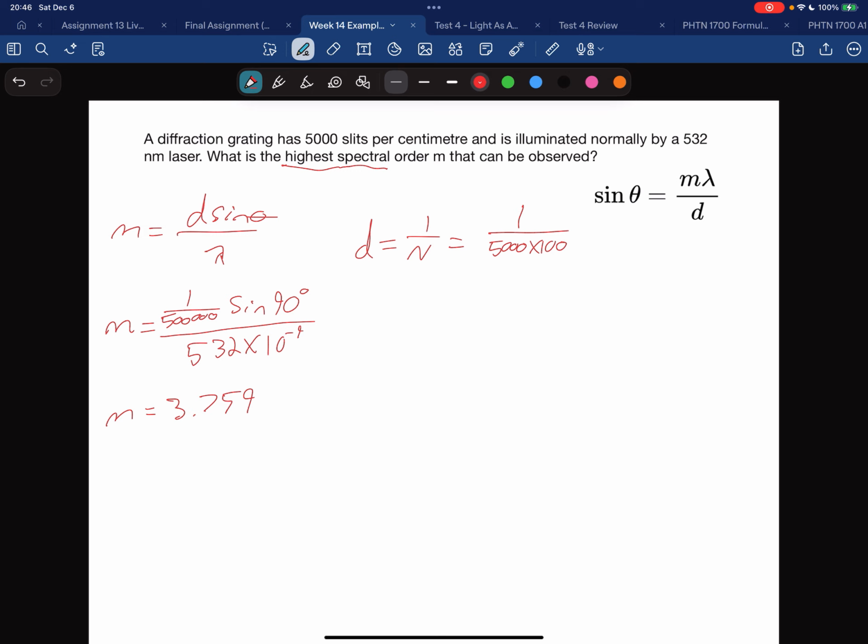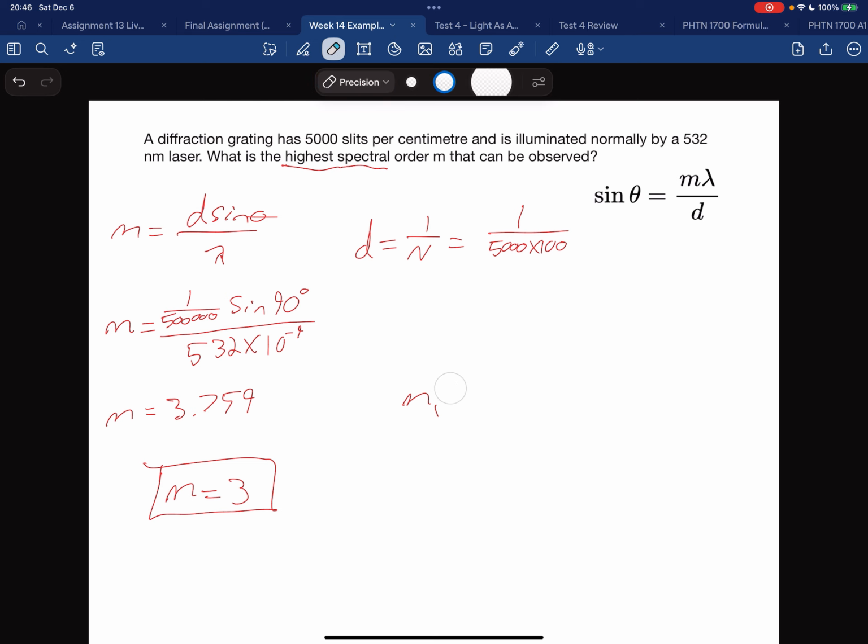And so the highest spectral order M that we reached was 3. We did not get to 4, and you do not round up to 4. Remember, M can be equal to 1, 2, 3, 4. It can only be whole numbers. And we did not reach 4, so the highest one we actually reached was 3. So that was our answer for this question here.